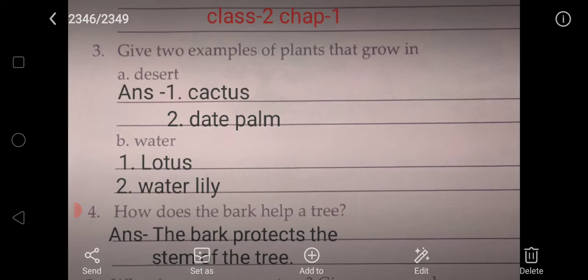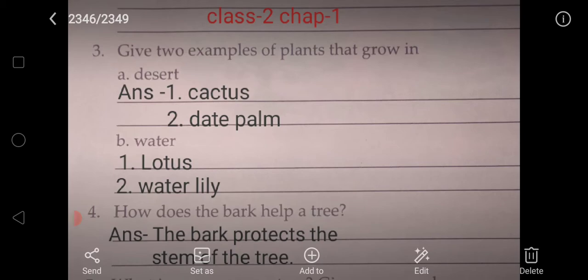Mention the first number. Cactus, C-A-C-T-U-S. Cactus. Mention the second number. Date, D-A-T-E. Palm, P-A-L-M. Date palm. First number is cactus and second number is date palm.